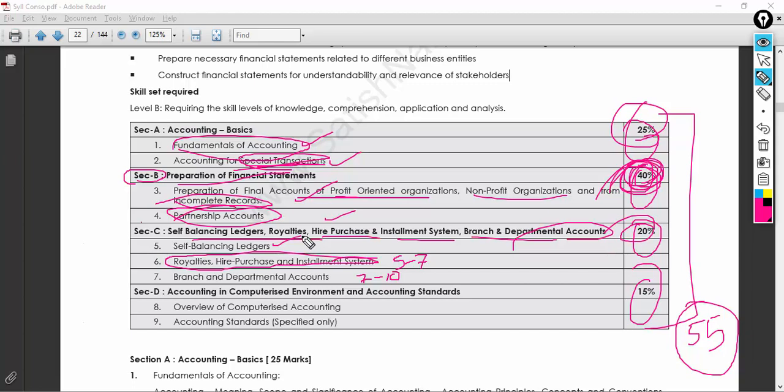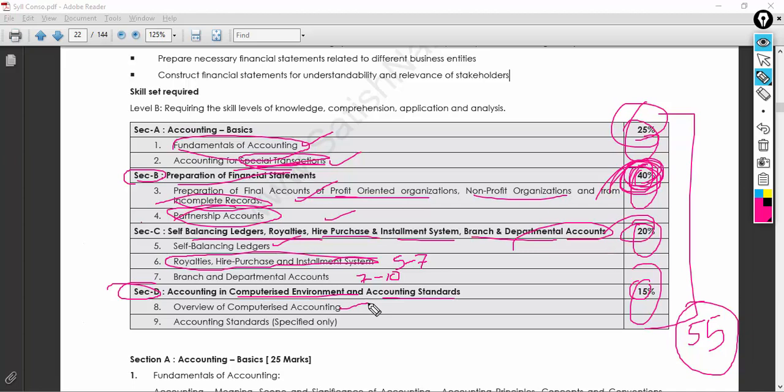Having said that, if I come to the last topic, which is section D, which carries 15 marks, it is the computerized accounting environment and the accounting standards. In case you're working in some of the accounting computer systems like ERP tools like SAP, S4 HANA, Oracle, or some of the locally built software, or might be Tally, very important in the Indian context, right?